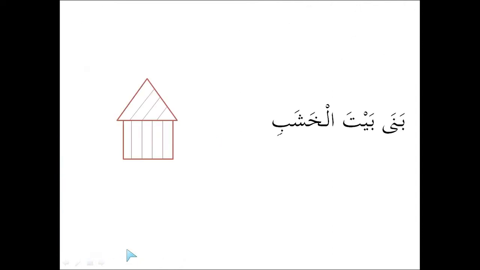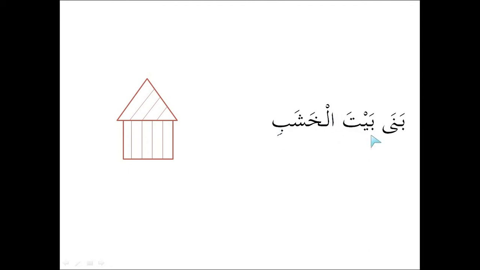Right. Let's take this sentence here. Bana bayt al-khashabi. He made house wood. House of wood. So what is this? It is an idaafah.